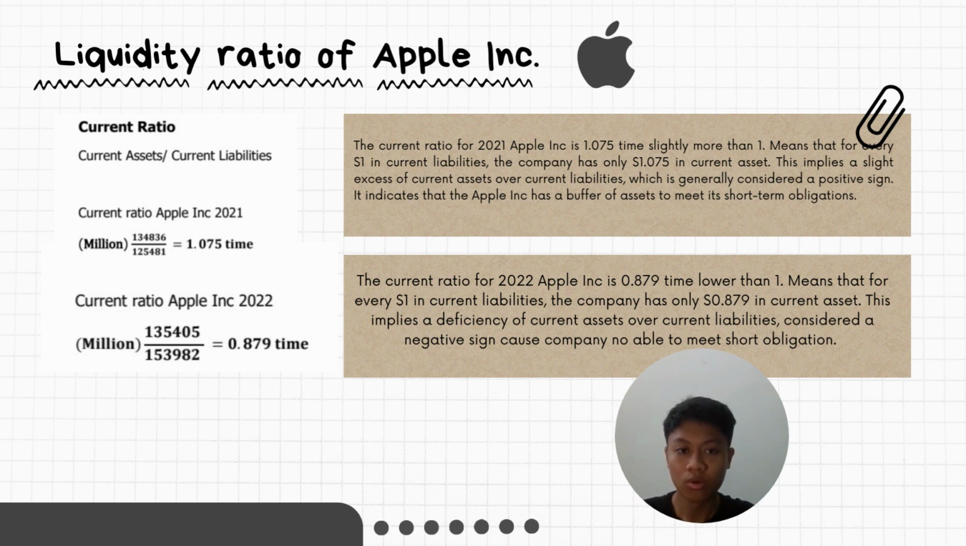0.879 times, lower than 1, which means that for every $1 in current liabilities, the company has only $0.879 in current asset. This implies a deficiency of current asset over current liabilities, considered a negative sign because the company is not able to meet its short-term obligation.